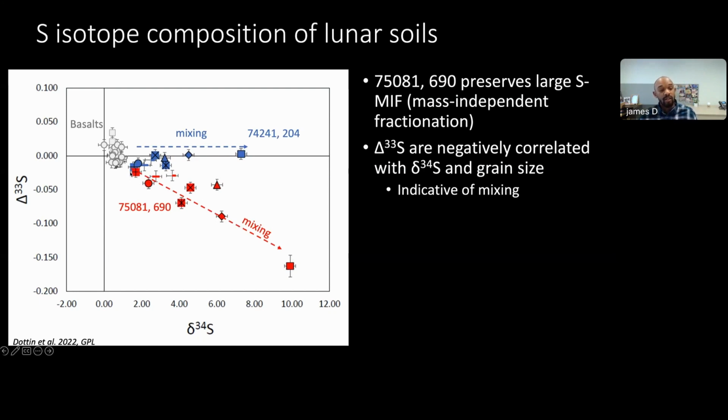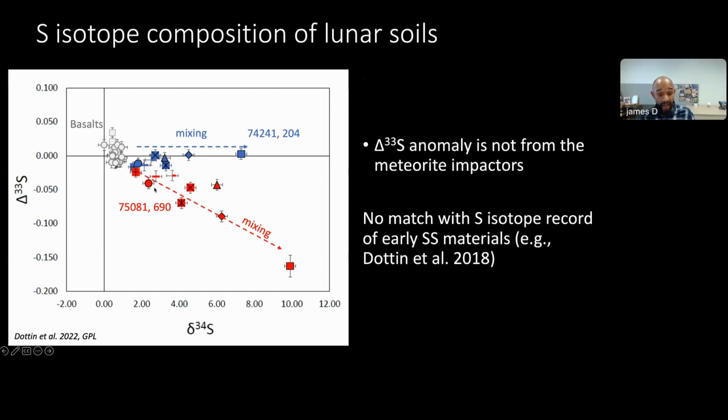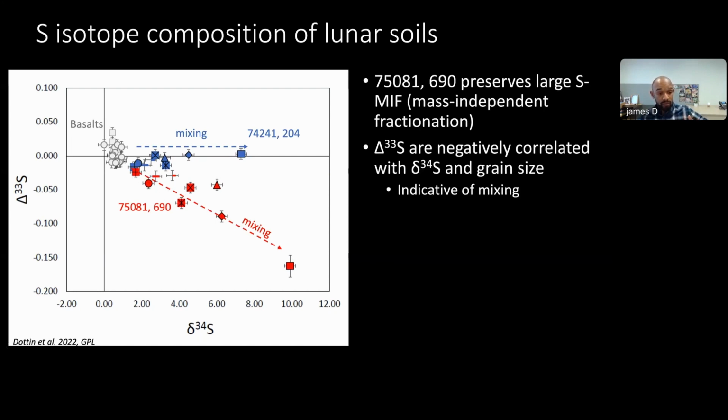And so what this relationship is telling us is that we likely have mixing between two components, and that the largest grains preserve the original component, or the original isotopic composition. It looks like it's trending towards the isotopic composition of lunar basalts. And the smallest grains are reflecting the isotopic composition of, say, whatever the condensed vapor component is that's added.